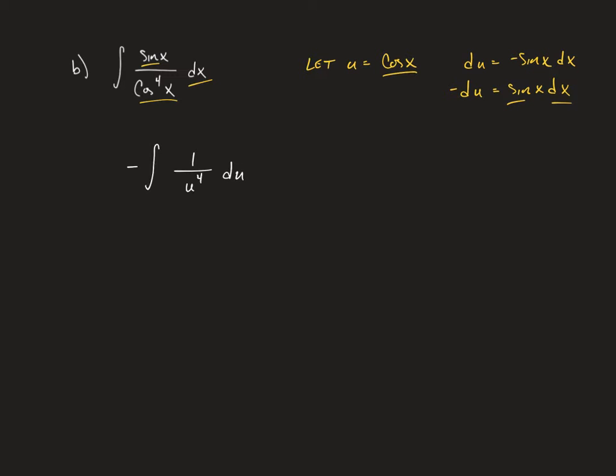So now I need to take the antiderivative of u to the negative 4th, right? Remember that that's how I could rewrite that. So I need to elevate that exponent by 1. So negative u to the negative 3rd divided by negative 3, or times negative 1/3 if you'd rather do that, plus c.